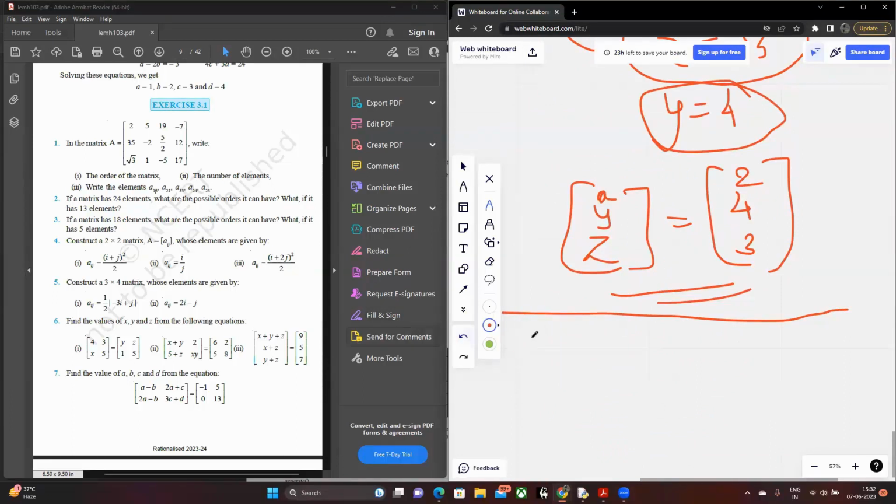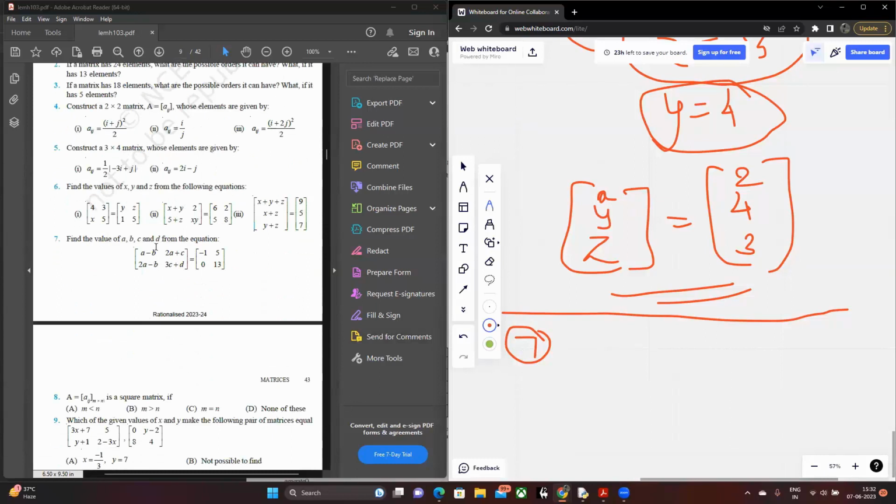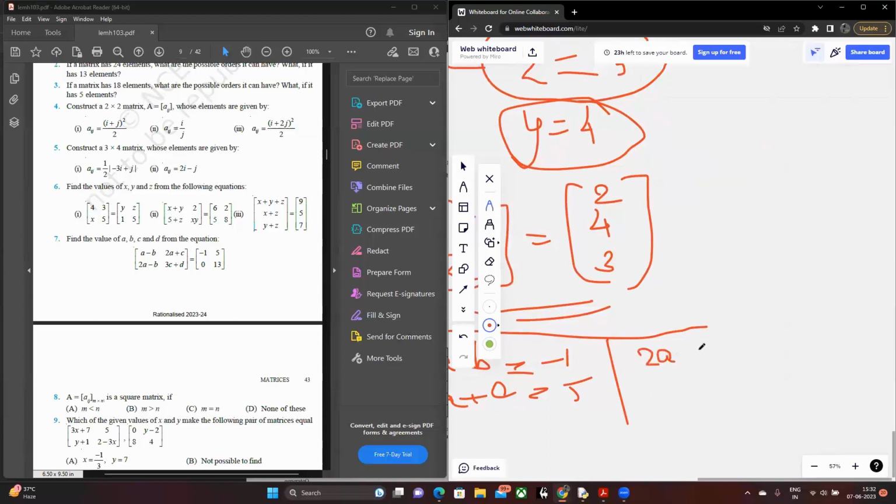So we have question number 7. Find the value of a. Since we don't have any irregularities at first glance, we assume that the equality holds. Then we say that a minus b is equal to minus 1. We say that 2 times a plus c is equal to 5. We say that 2 times a minus b is equal to 0. And we say that 3c plus d is equal to 13.